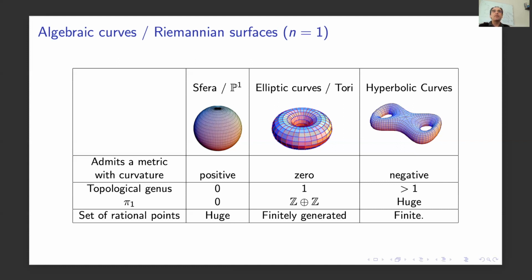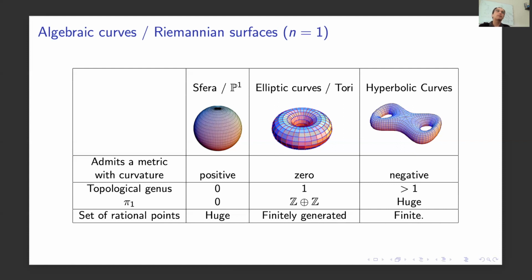In the case of hyperbolic curves, on the other hand, it's completely opposite. By a famous theorem of Faltings, a very deep theorem, this set, no matter what number field we take, is always finite. And in the case of elliptic curves, again, it's somewhere in the middle. It's not finite, it's not huge, it's finitely generated. This is a theorem by Mordell. And again, there are many other properties that depend on this classification.